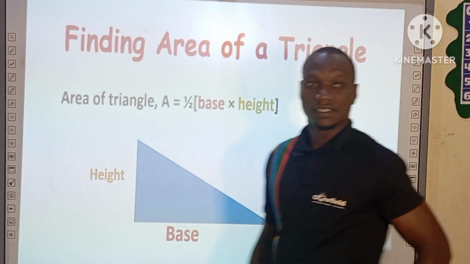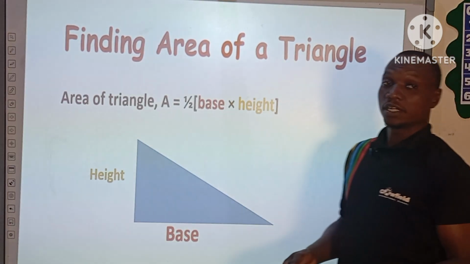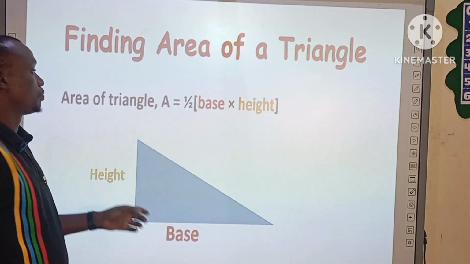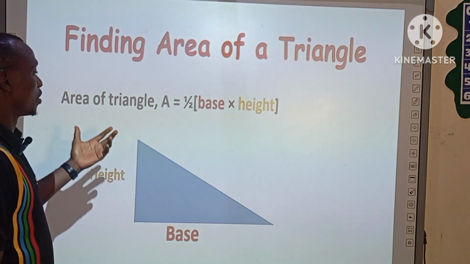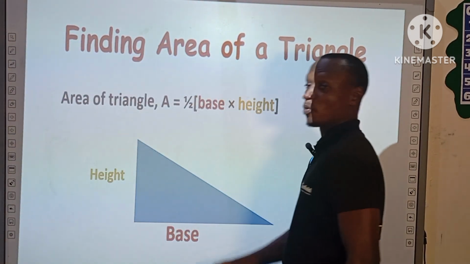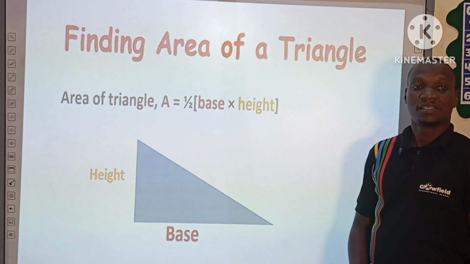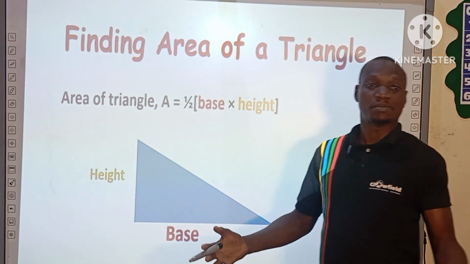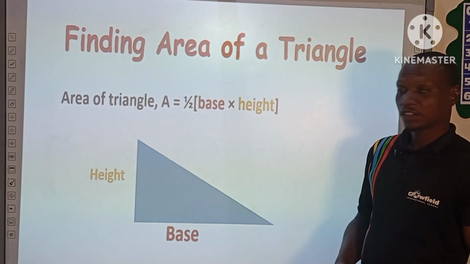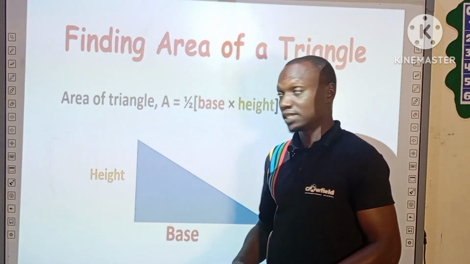Welcome to maths, easy peasy. In today's class, we shall be looking at the area of a triangle. When finding the area of a triangle, we use the formula half base times height. Here we're talking about the perpendicular height. Half base times height can simply be written as base times height divided by 2. So, let's go further to look at some examples that will give us a better understanding of it.